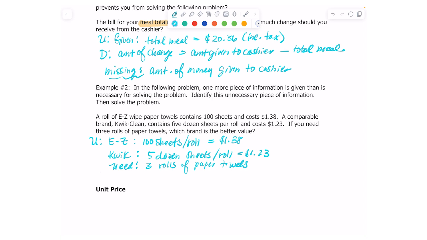Okay, so let's come up with a plan, a strategy for figuring out which brand is the better value. So how would I find the better value? Well, I would want to compare the cost per sheet, right? Because each roll has several sheets. Easy Wipe has 100 sheets per roll, and then Quick Clean has 5 dozen sheets per roll. So they have a different number of sheets per roll, and they also charge a different amount for each brand. So to figure out which one's the better value, I'd want to find the one that has the lowest price per sheet, right? So the better value is just going to be the brand with the lower price per sheet.